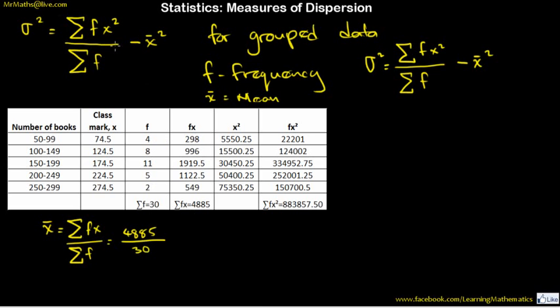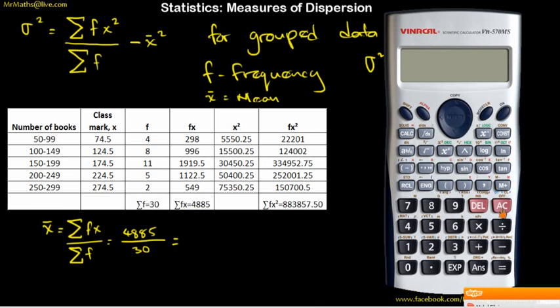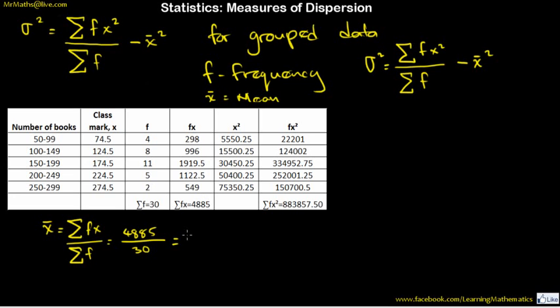So when you come up with a calculation of variance of the group data, you need to come up with this table. That is actually equal to, let's use the calculator, 4885 divided by 30. Okay, 162.83. We just take up to 2 decimal places.